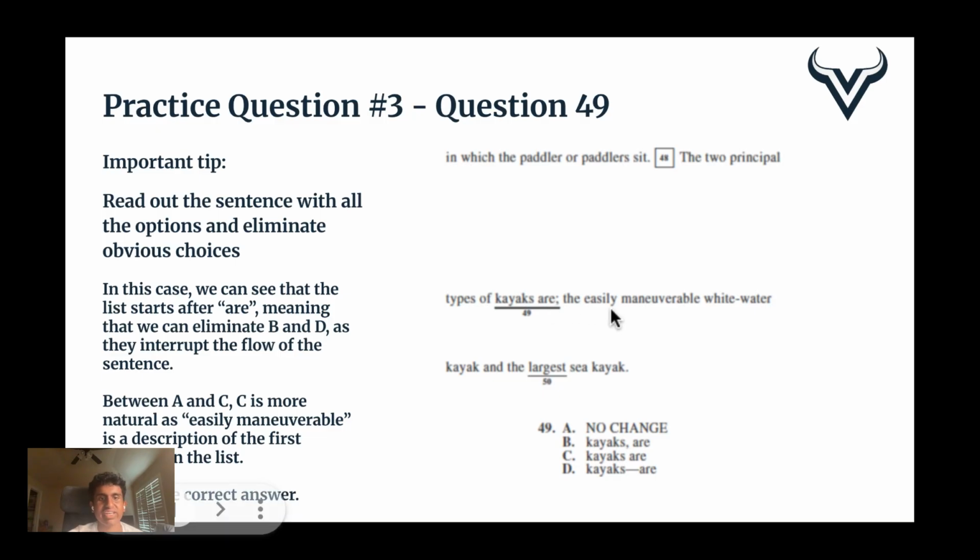It's more natural to say the two principal types of kayaks are the easily maneuverable whitewater kayak and the largest sea kayak, rather than the two principal types of kayaks are the easily maneuverable whitewater kayak and the largest sea kayak, because this isn't a list. If you look at question 50 here, I think they're trying to say that this is the largest sea kayak, so this isn't a list in this case. So yeah, anyways, between A and C, C is most likely to be the right answer here.